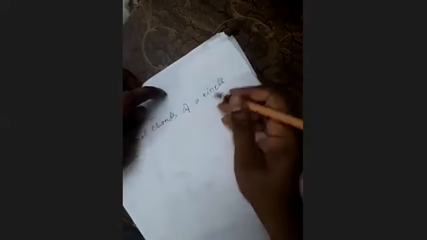Theorem 2. Equal chords of a circle are equidistant from the center. Equal chords, you know about the chord. Equal chords of a circle are equidistant.